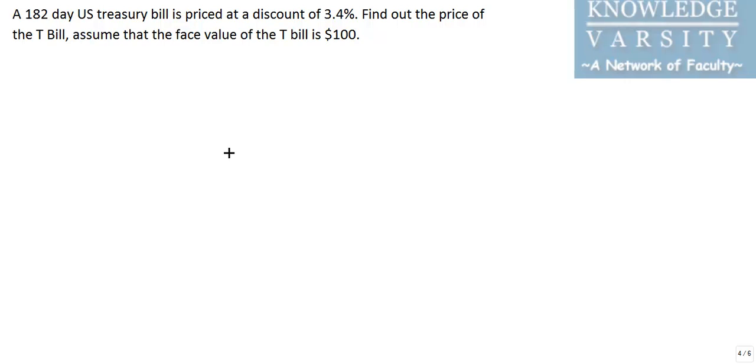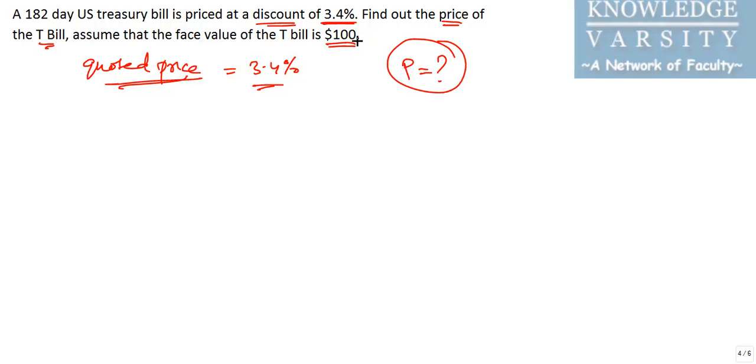Here the problem is given as a 182-day US Treasury bill is trading at a discount of 3.4%. Find out the price of the T-bill, assuming that the face value of the T-bill is $100. Please note that this discount is also known as the quoted price of the T-bill. So in the examination, if they don't give you this discount and they say that it is the quoted price equal to 3.4%, you need to know that this is the discount. And they are finding out the price of the T-bill. So if the face value is 100, what should be the price of the T-bill?